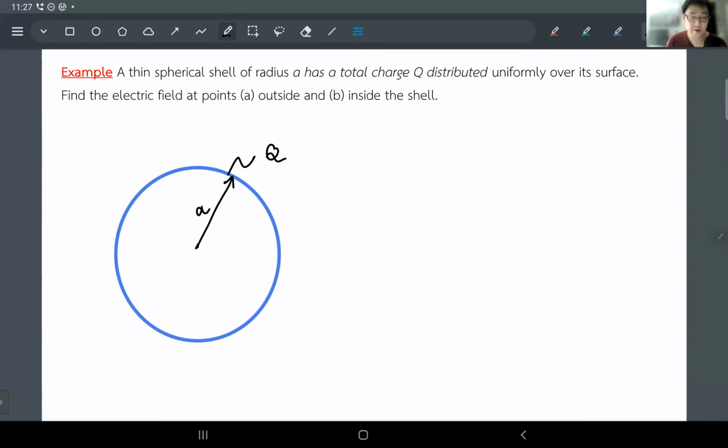Find the electric field at points outside and inside this shell, just like the previous question, right? But now it's a shell instead of a solid spherical ball of charge. It's not a point charge anymore. It's a shell. So let's start from the outside first, shall we? What kind of Gaussian surface should you pick for the outside?